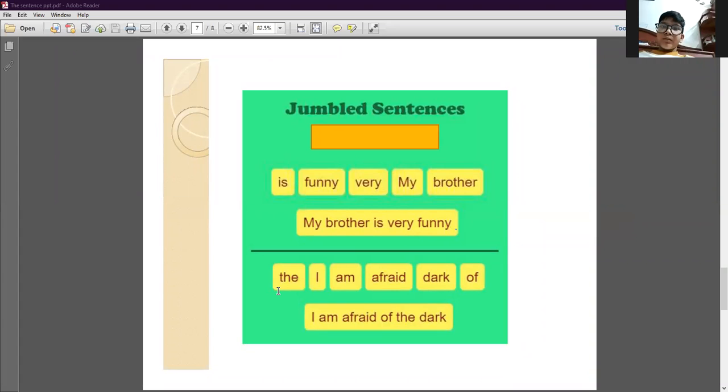Number two is here: the I am afraid of dark. This is a group of words. Yes, this is a jumbled sentence. So you have to write a complete sentence. You have to put the words in correct order. So now the correct one is here: I am afraid of the dark. Okay, student, I am afraid of the dark. And at the end of the sentence you have to put a full stop because this is a declarative, simple sentence. Clear? Now move on to the next slide.